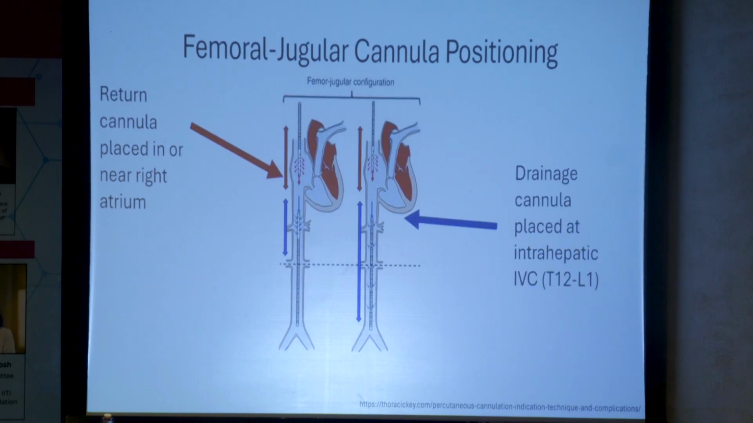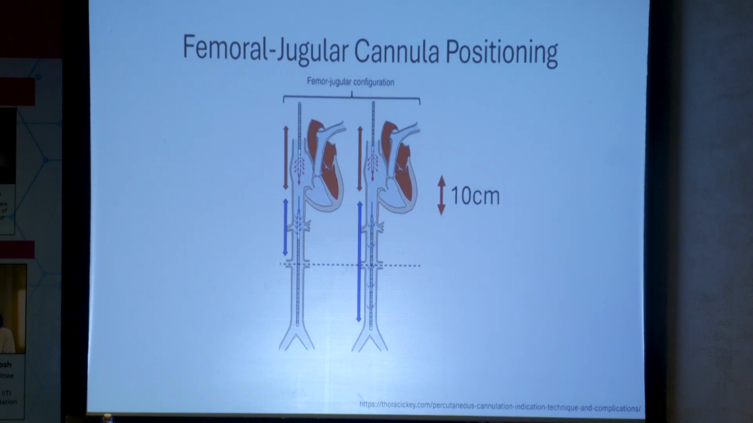In terms of the positioning, as was mentioned by Steve, you want that return cannula basically in or very close to the right atrium at the SVC right atrial junction, and you want that drainage cannula to be in the IVC just below the hepatic veins. Often you're looking at an X-ray or possibly fluoroscopy if you happen to be in a place that has it, and you're looking for around the T12 to L1 vertebrae as the approximate location.